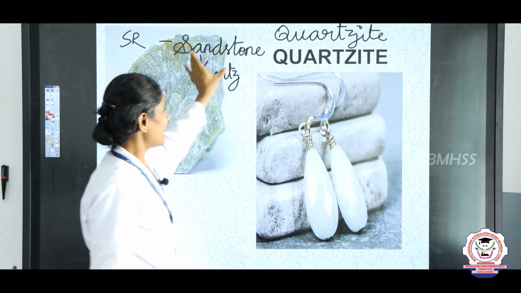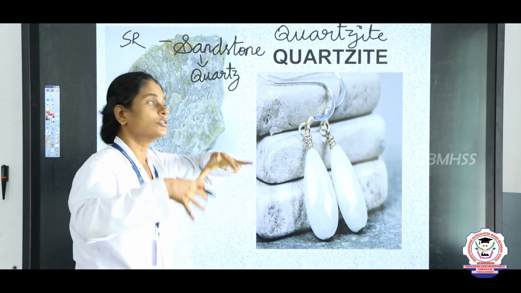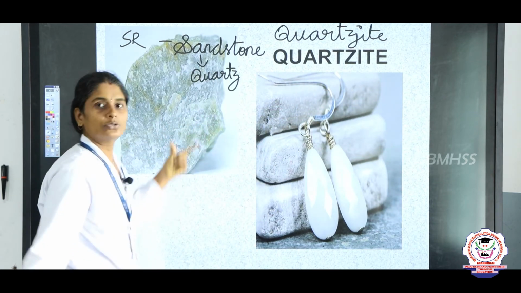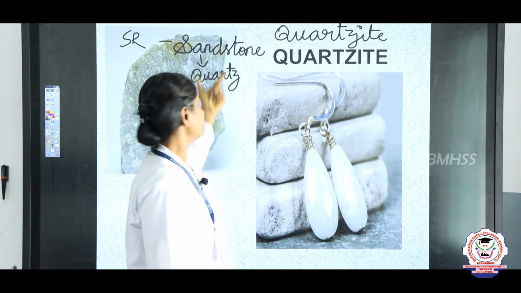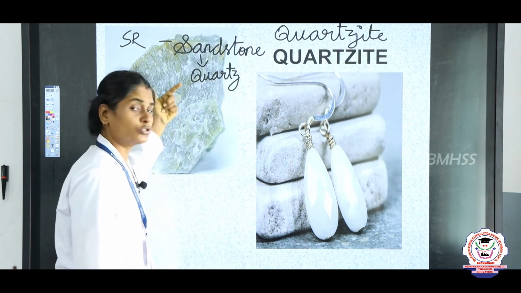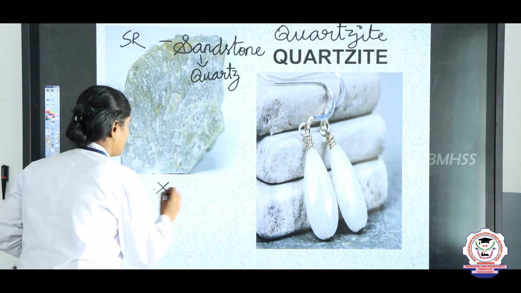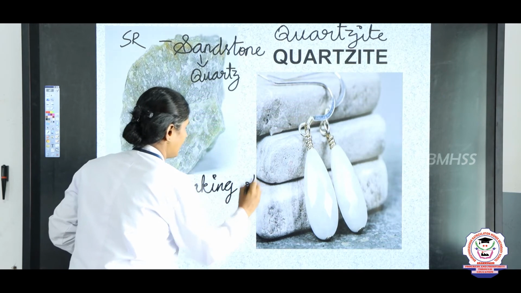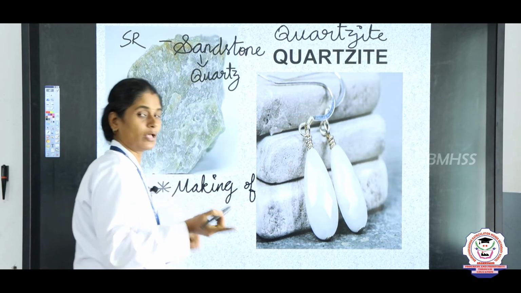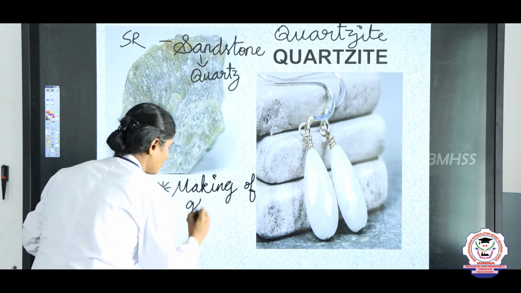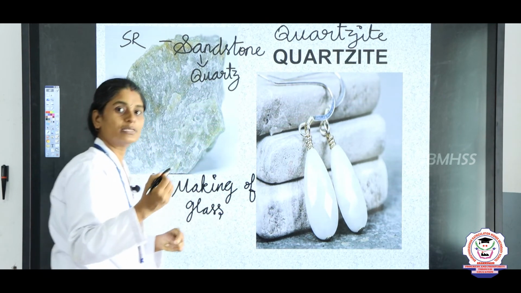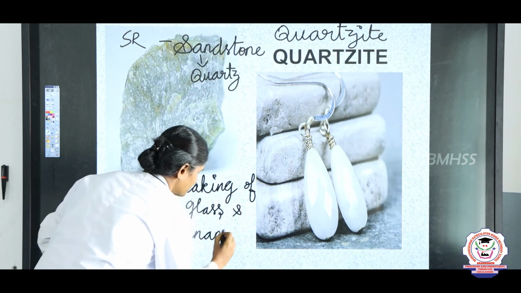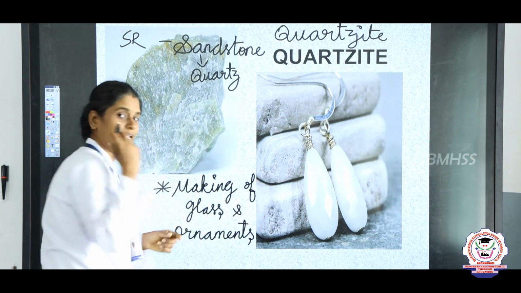So that's why this sandstone, after the heat and the pressure, is converted into quartzite rock. So this is the quartzite rock. This quartzite rock is formed from the sandstone, and it is used to make glass. We already saw that we can make glass from limestone. In the same way, from quartzite we can also make glass, and also some ornaments. Ornaments means making chains, earrings.